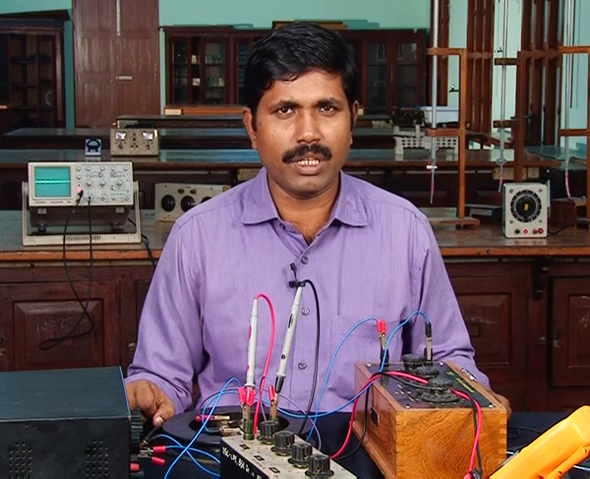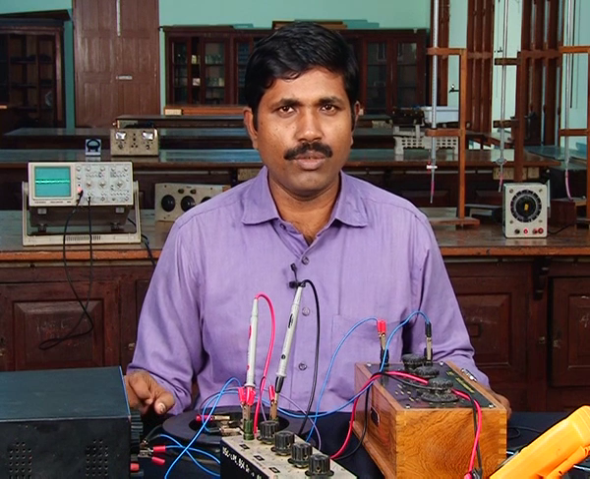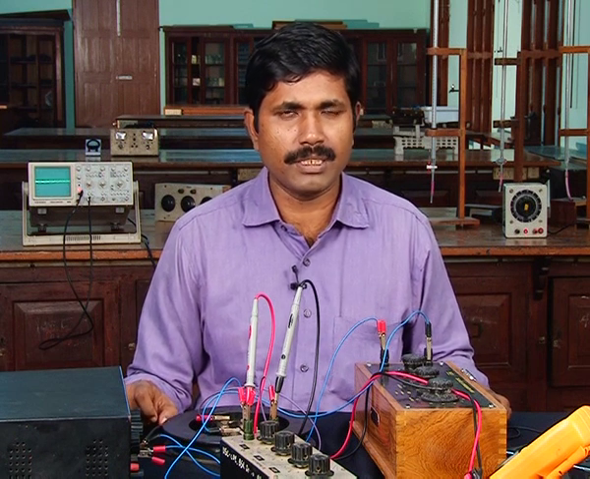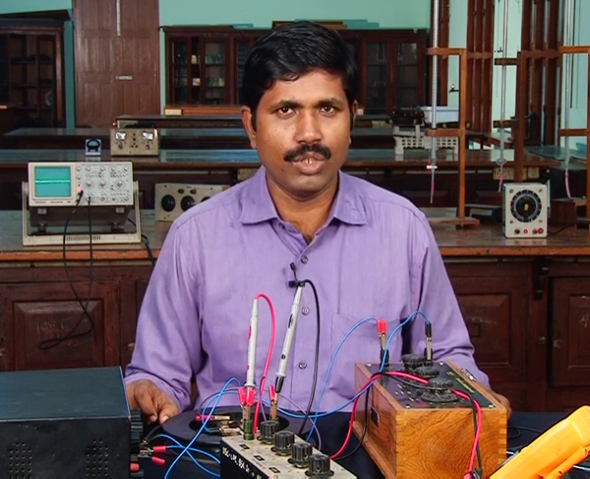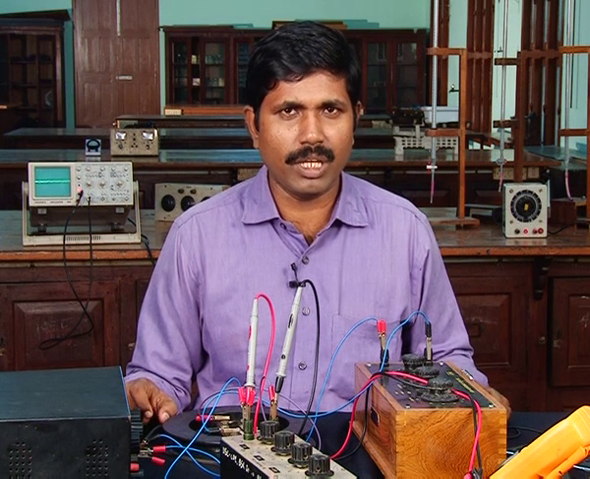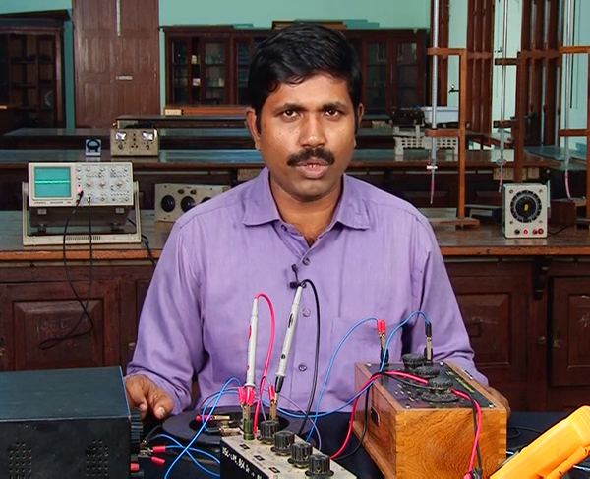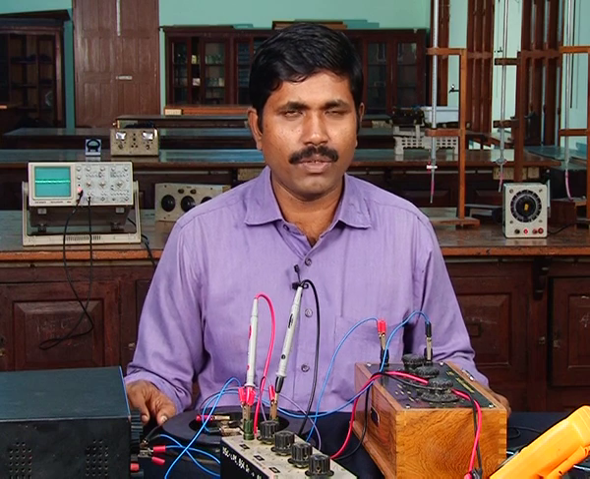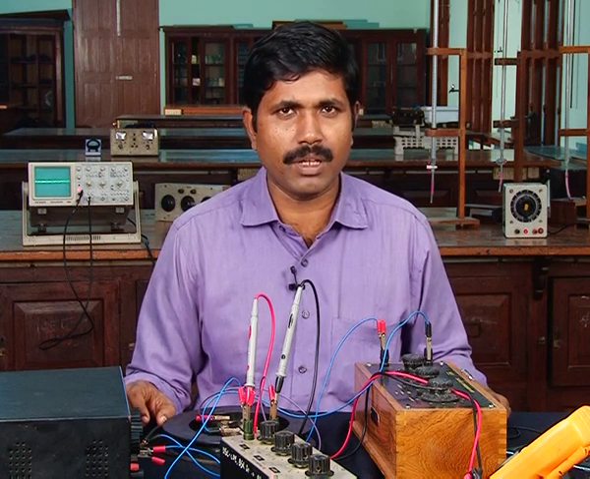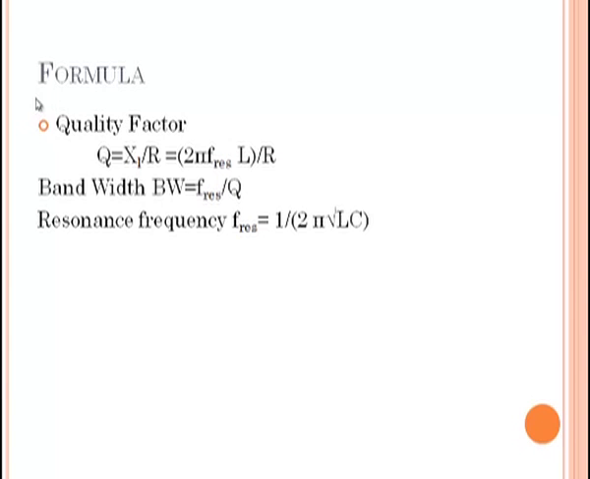This bandwidth depends on the value of inductance, capacitance, and resistance. If you want this circuit to be effective for a frequency range of 10 megahertz to 20 megahertz, accordingly you have to fix the values for L, C, and R. This is called bandwidth of this LCR series resonance circuit.